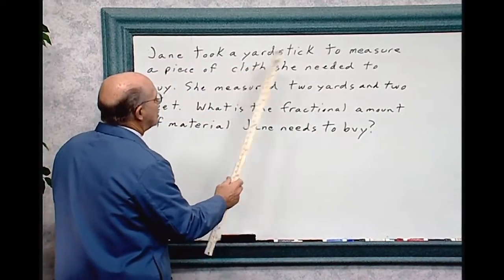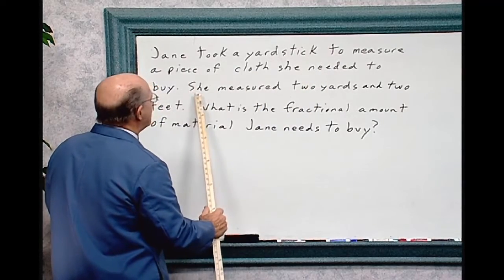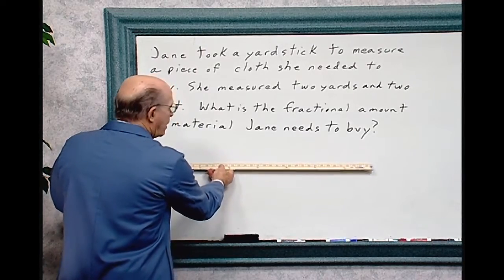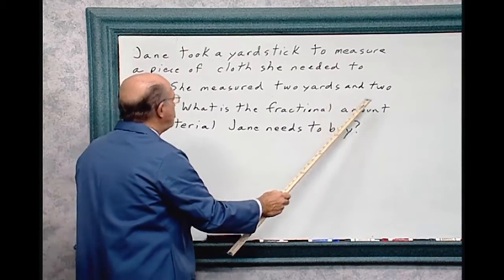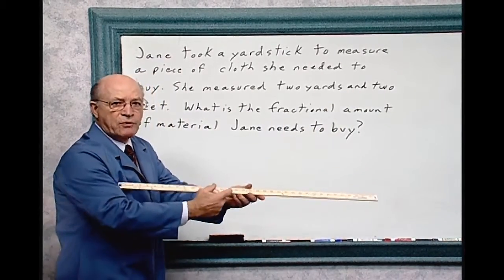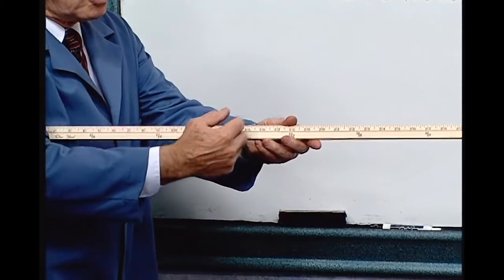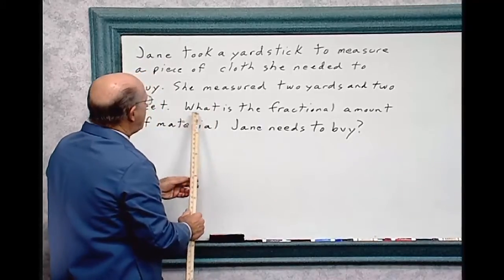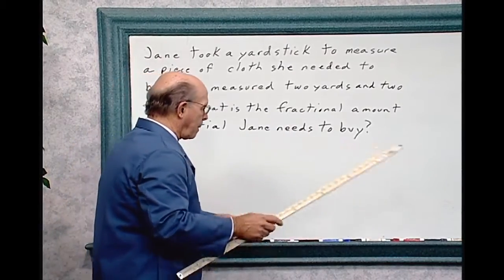Jane took a yardstick, that's this here, to measure a piece of cloth she needed to buy. She measured 2 yards, 1, and then another one, which would be 2 yards and 2 feet. So a yard consists of 3 feet, and 1 foot is 12 inches, so there's 3 feet in a yard. Now the question is, what is the fractional amount of material Jane needs to buy?